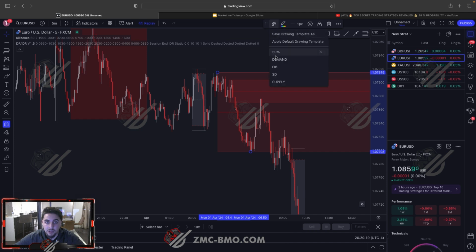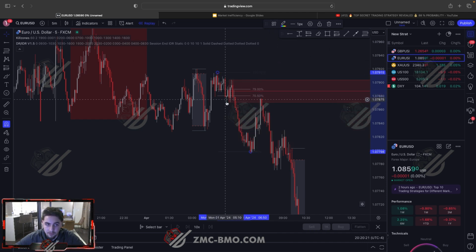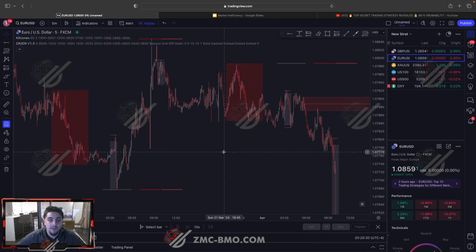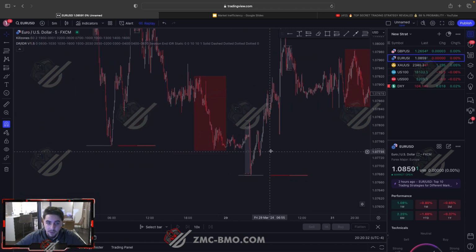Because if you simply take out your Fibonacci tool, it aligns with your premium levels. That 70.5 and the 79% aligns with this area of supply. So price pulls back into this supply, you look to execute your shorts. Very, very simple, guys. The rules are very basic.